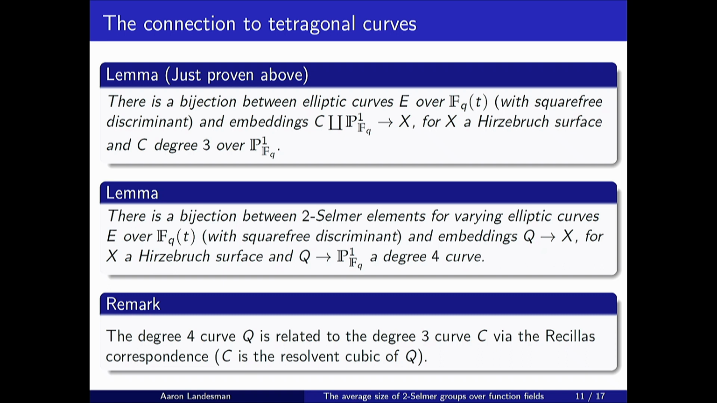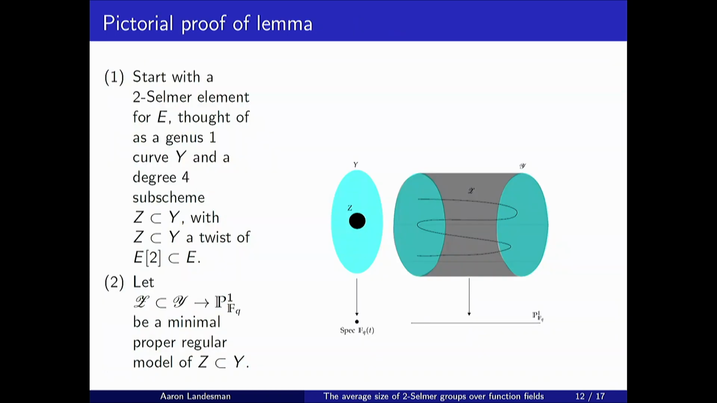Okay, but let me address this lemma. Why is there this bijection between degree 4 curves and two Selmer elements? Again, it's a similar story.